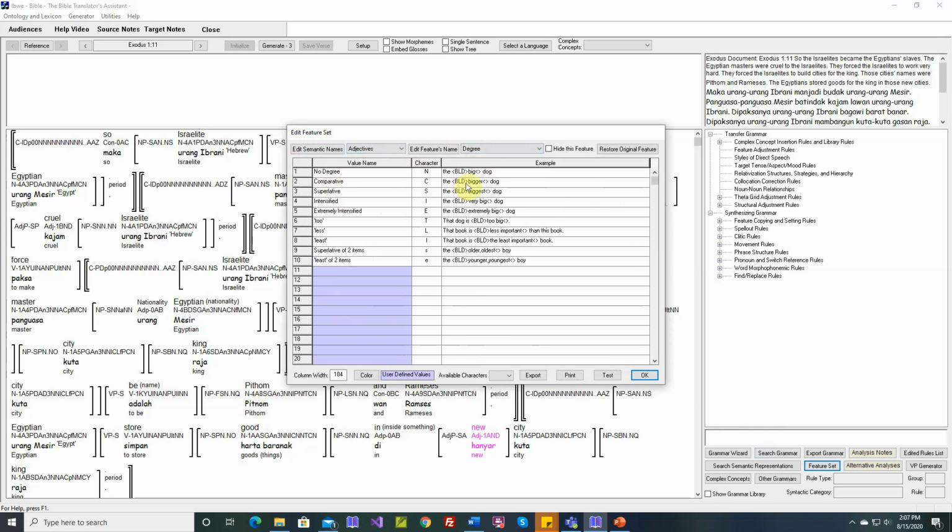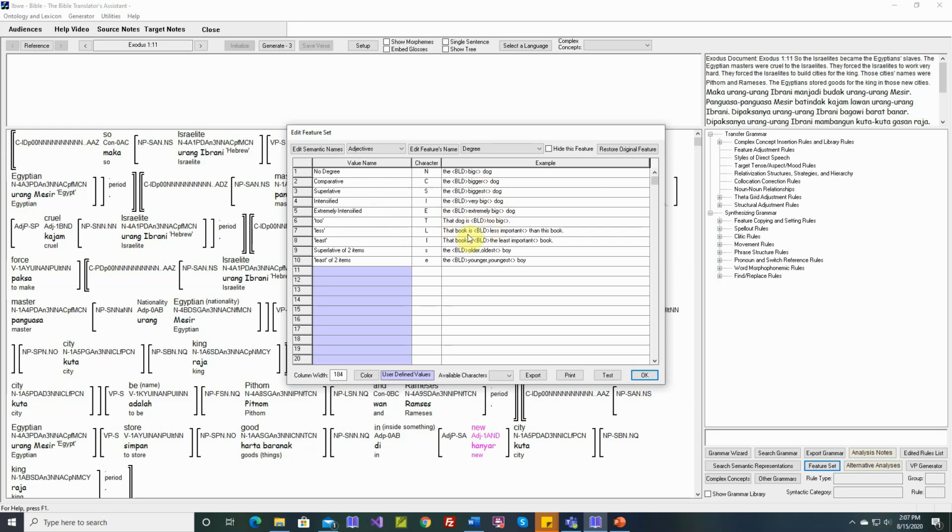No degree, for example, the big dog, or if we use it predicatively, that dog is big. Comparative, the bigger dog, or the dog that is bigger than that other dog. Superlative, the biggest dog. Intensified, the very big dog. Extremely intensified, the extremely big dog. Too, that dog is too big.